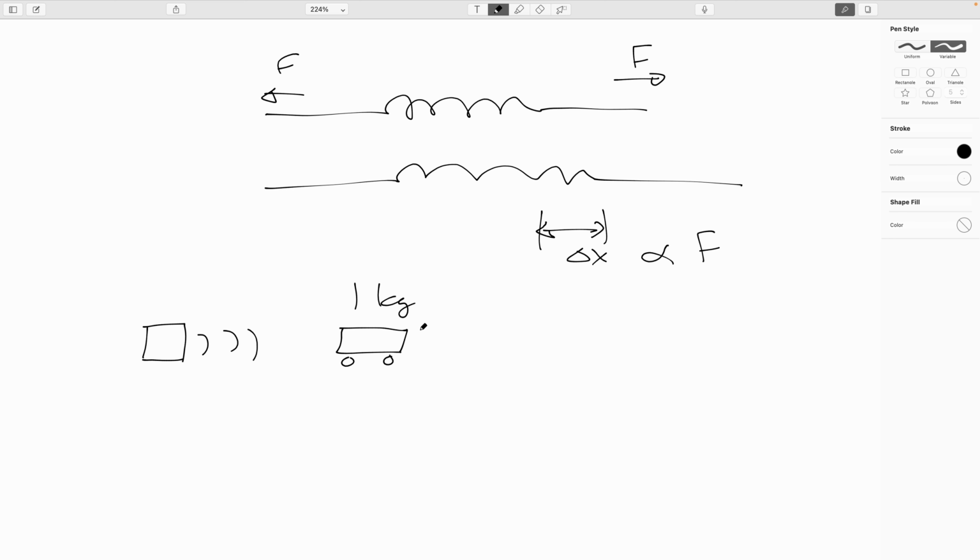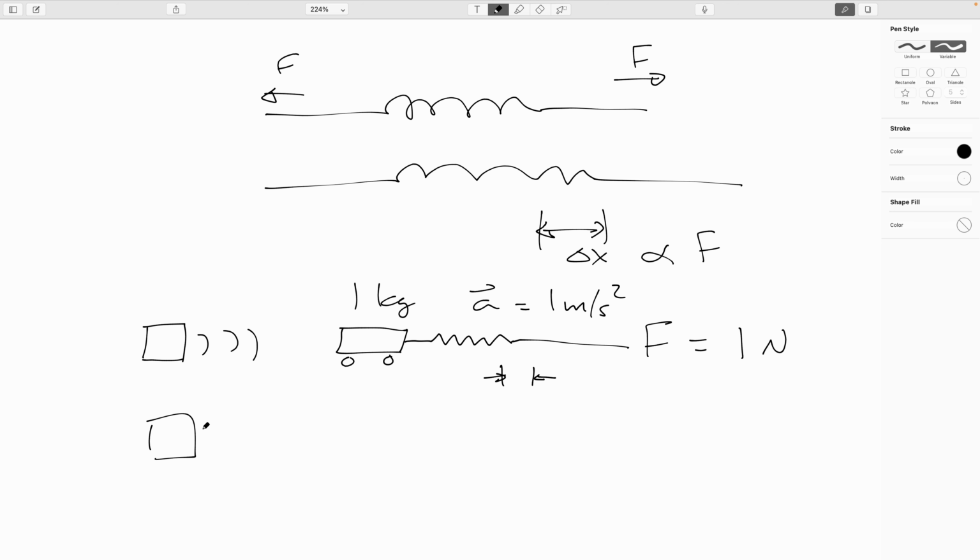But hypothetically, if we were to do such a thing, we could make a dynamics cart that was exactly 1 kilogram. And then we could attach a spring to it, and then we could pull on it. And we could measure the cart's acceleration. And we would tune the pull until it was going at 1 meter per second squared, and we would measure its stretch. Accelerating at 1 meter per second squared, the force will be 1 kilogram times 1 meter per second squared, which is 1 newton. Okay, and then we could repeat this process again.